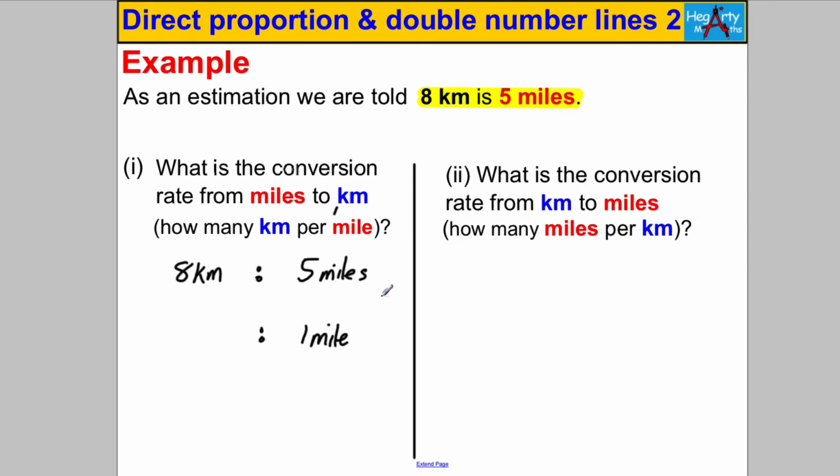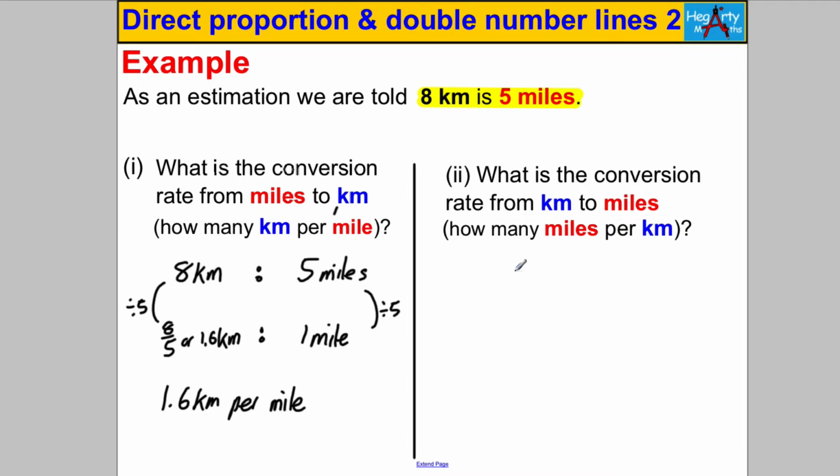How do I get from 5 miles to 1 mile? Well, I divide by 5. So therefore I must divide this one by 5 as well, and I get myself 8/5, like we got on the double number line, or 1.6 kilometers. Alright, so if you were stating your answer, how many kilometers per mile, you could state that 1.6 kilometers per mile. And that is the conversion rate from miles to kilometers. Every 1 mile is 1.6 kilometers.